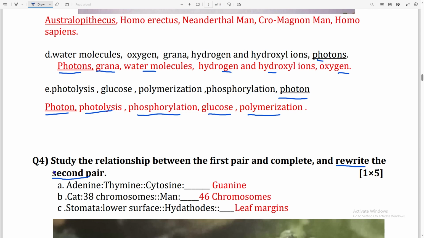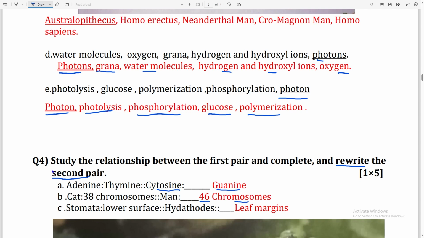Adenine, thymine, cytosine, guanine. So cytosine pairs with guanine. So you have to write this pair. Cat 38 chromosomes, man 46 chromosomes. If you write only 46, it is wrong because here it is mentioned 38 chromosomes. So here also you have to mention 46 chromosomes. Don't leave out the word chromosomes.